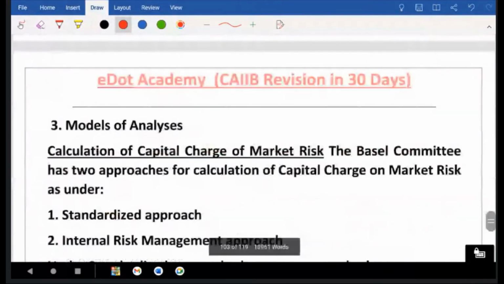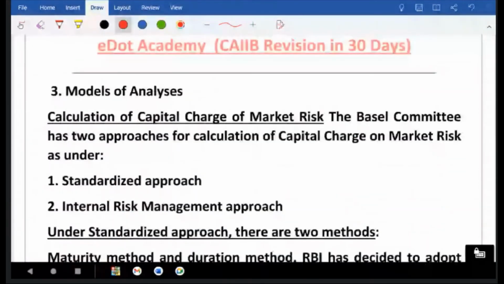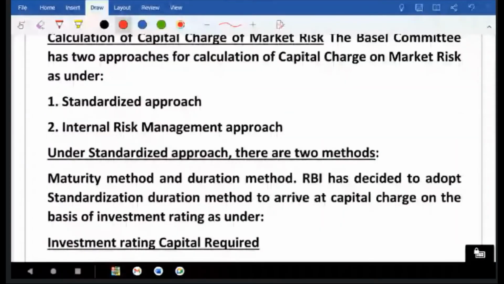Then it's very important how to calculate capital charge for market risk. The Basel Committee has 2 approaches for calculation of capital charge on market risk. Number 1 is the standardized approach, and number 2 is the internal risk management approach, also called IRMA. Under the standardized approach, there are 2 methods: the maturity method and the duration method.